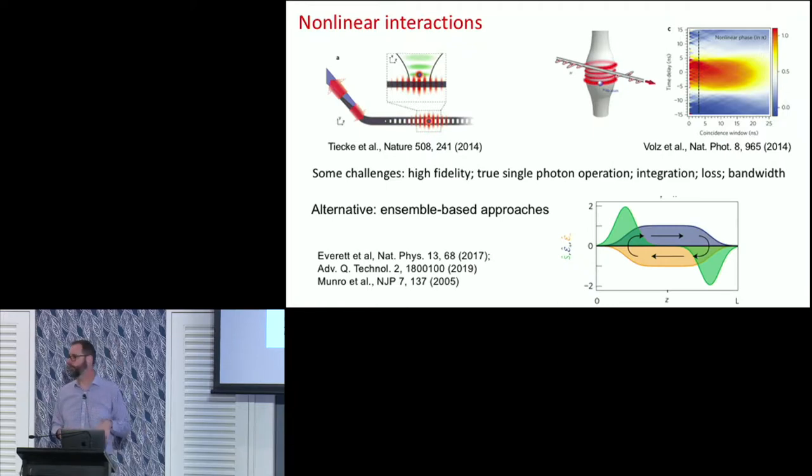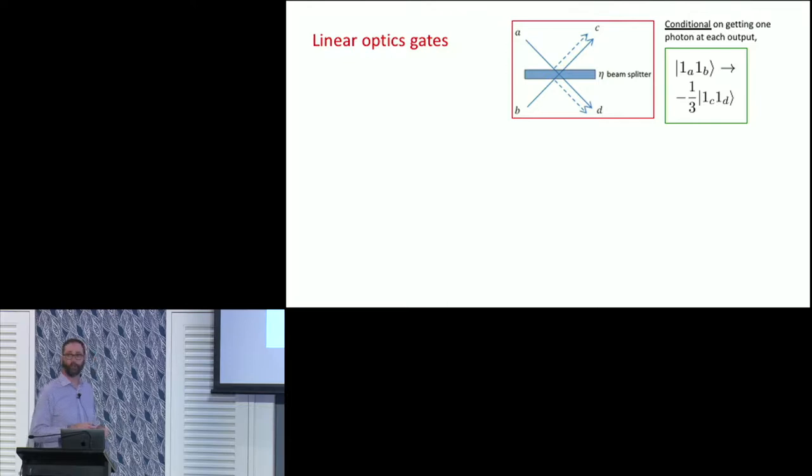An alternative is to use an ensemble-based approach, and this is something that Ben Buchler's group is looking at here in CQC2T. The idea is to have some sort of spin wave, which is what's depicted here, stored in some ensemble atomic medium, and then using the slow light or the stop light, the stationary light based on that, to achieve a small nonlinear phase shift, which can then be amplified up, if you will, using techniques that have been proposed previously. So nonlinear interactions are one way to try to achieve photonic quantum computing, and that can also apply to continuous variables approaches as well.